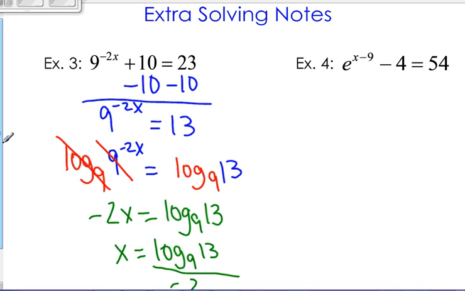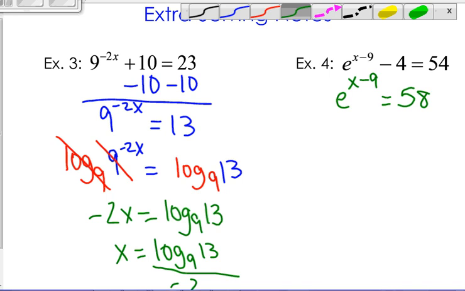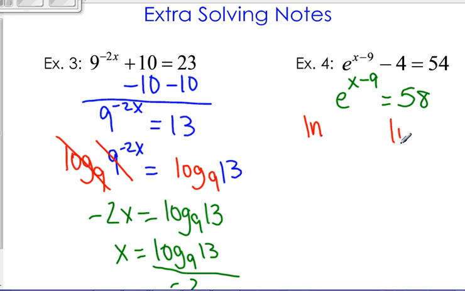Okay, this one is slightly different just because we don't have a number now as our base. We have e, right? Still need to isolate it so it's by itself. So I'm going to add the 4 to the other side, and I'm going to get e to the x minus 9 equals 58. Okay, now I got to get rid of e. So the inverse of e is the natural log, which is ln. So I'm going to write ln on both sides.